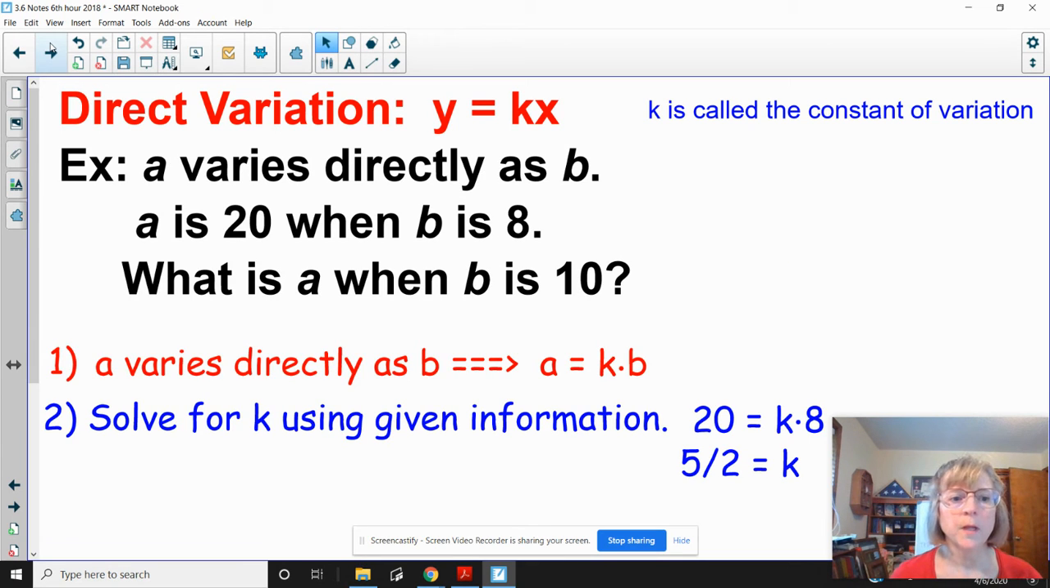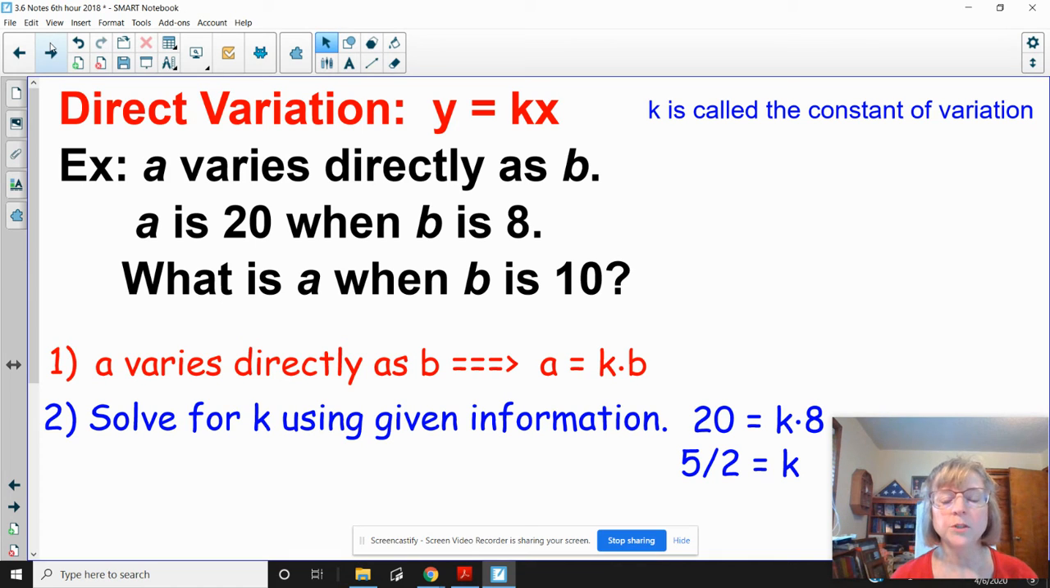Here's an example. A varies directly as b. A is 20 when b is 8. What is A when b is 10? The phrase "varies directly" leads us to the equation A equals k times b. And that's the first thing you want to do: start with the equation that illustrates the relationship between your variables.